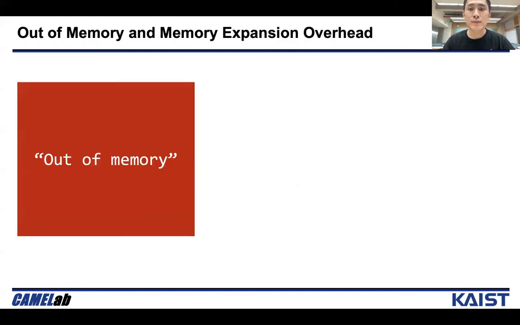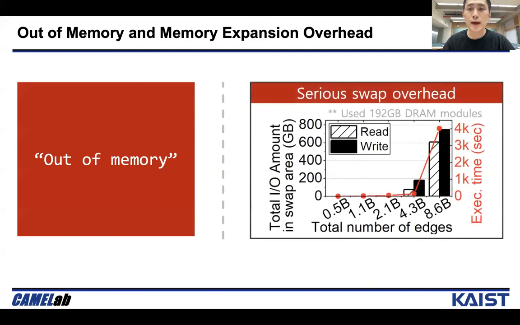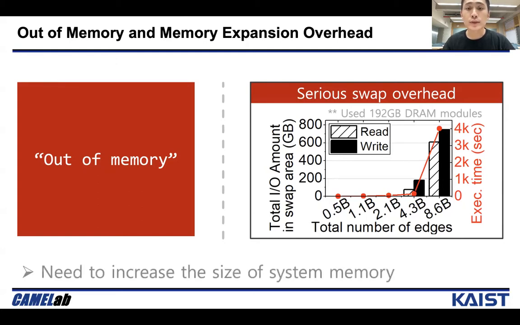If there is not enough memory space to contain this runtime data, the system might fail because of out of memory. Although we extend the memory by combining it with the underlying storage, we will experience a serious swap overhead. This graph shows that the amount of data to swap and the execution time both sharply increase when we process a large graph, which has more than 8 billion edges. Therefore, we need to increase the size of system memory.